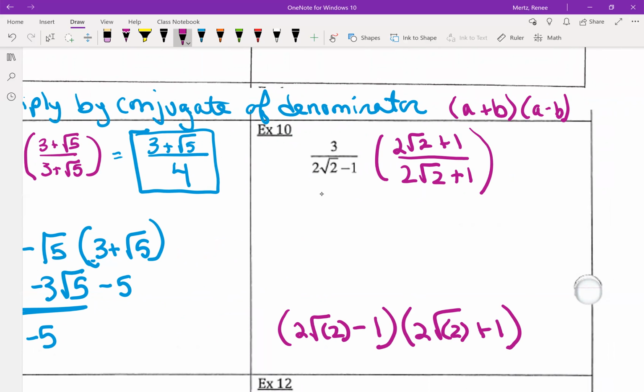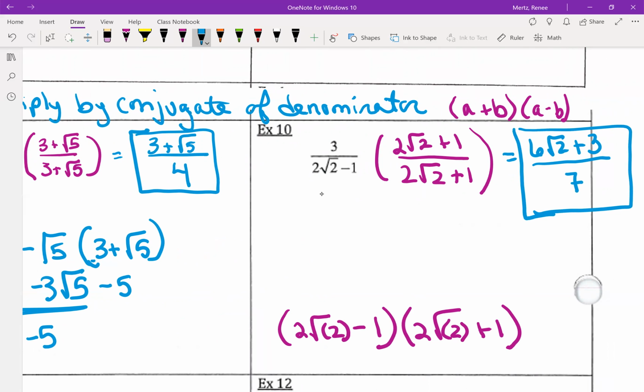Otherwise, I can multiply it in my head. So this is 6 radical 2 plus 3. 2 times 2 is 4. Radical 2 times radical 2 is 2, so it becomes 8 minus 1. 8 minus 1 is 7. So again, you can type it right into your calculator, or you can show the double distribute if you want.